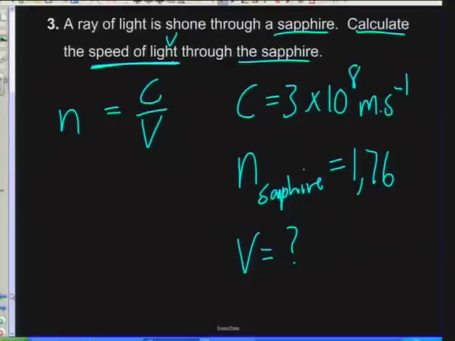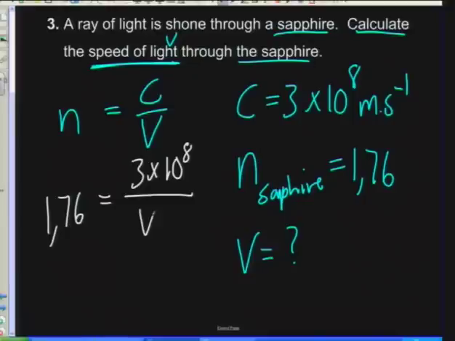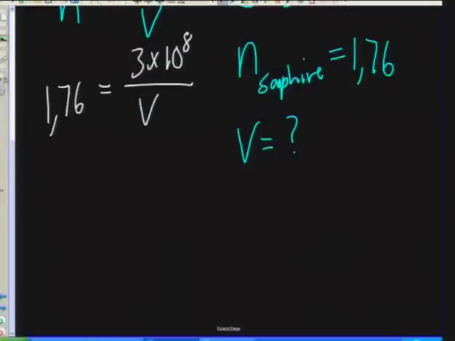So let's substitute. Here we go. We're going to say the refractive index of sapphire, 1.76. What was the speed of light? 3 times 10 to the 8 meters per second. You must learn that. It's on the data sheet, but you must learn it as well. And we want to find v. That's what we're looking for. So having substituted, we multiply both sides by v, and then divide by the refractive index. So it's 3 times 10 to the 8 meters per second divided by 1.76.